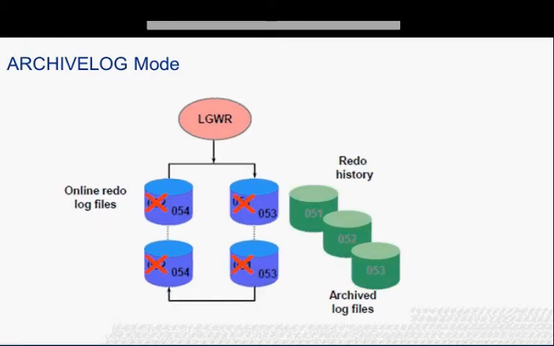ARCHIVELOG mode. A filled redo log file cannot be reused until a checkpoint has taken place and the redo log file has been backed up by the archiver background process. An entry in the control file records the log sequence number of the archived log file. The most recent changes to the database are available at any time for instance recovery, and the archived redo log files can be used for media recovery.